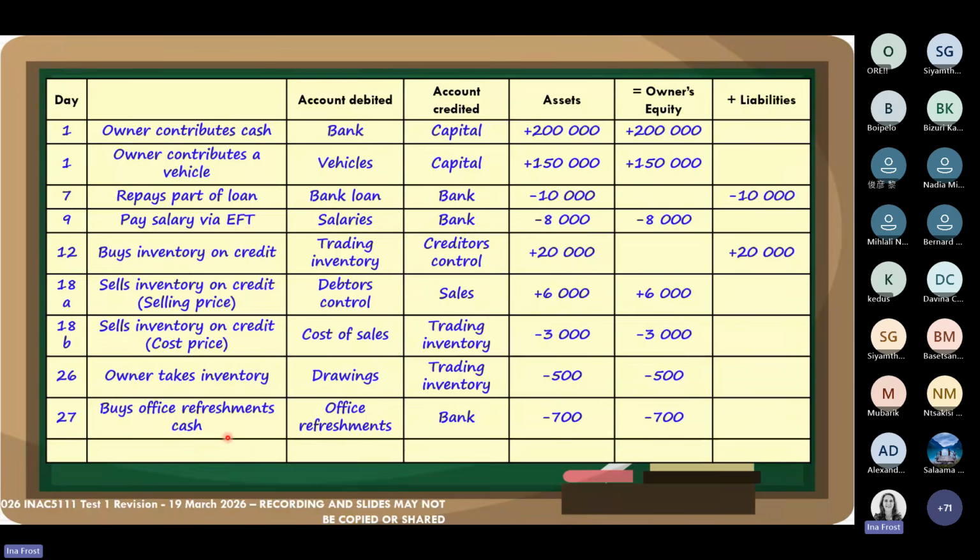Next one, we're buying some office refreshments. So again, this is an expense item. So we know the expense will be debited because it's going to increase, but the impact on owner's equity is that it's going to decrease owner's equity. And again, any transaction for cash impacts the bank account. Bank account is your asset, but your asset is also decreasing.